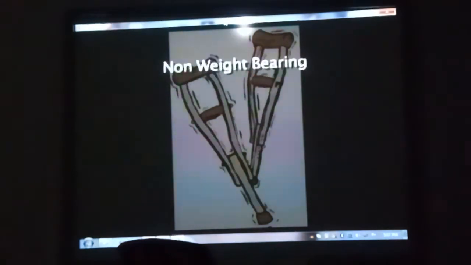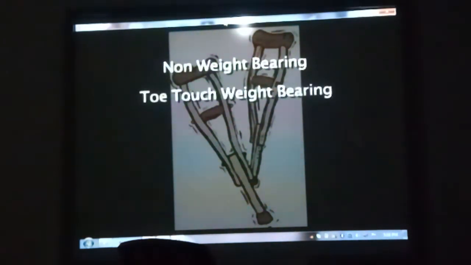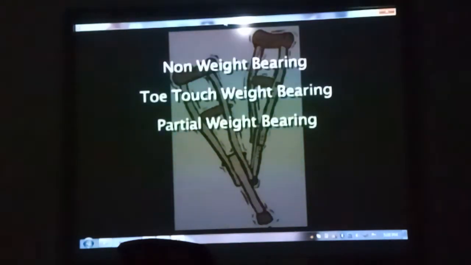Non-weight bearing. The involved lower extremity is not to be weight bearing and is usually not permitted to touch the ground. Toe touch weight bearing. The patient can rest the foot of the involved lower extremity on the ground for balance, but not for weight bearing. Partial weight bearing. A limited amount of weight bearing, such as 5 pounds, is permitted for the lower extremity.